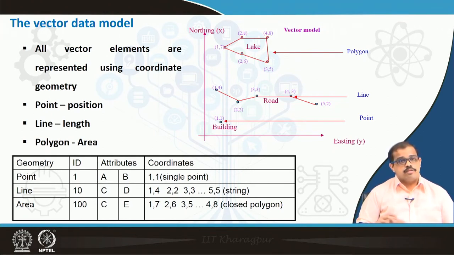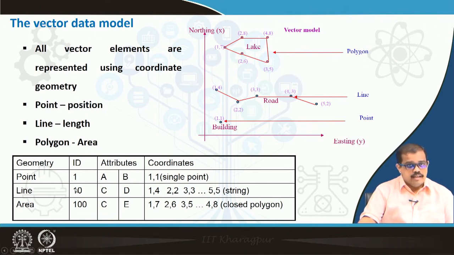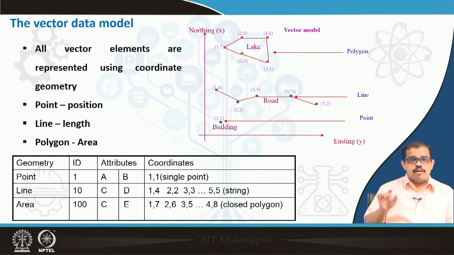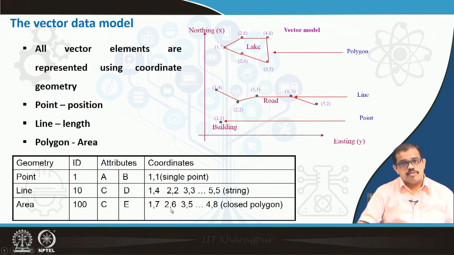But when you look at a line, for example, if I have given a unique ID of 10 and attributes as C and D, just random attributes, and when you look at its coordinates, you will have a number of strings. Okay. This is a starting node and this is an ending node. So, when you have an area, let us say I have given its unique ID as 100. It is a closed polygon, so it will have several coordinate values. This is a starting node, and this is another node, but the end node will be the same as the starting node, since it is a closed polygon. Okay. So, this is how a vector data model is represented. In the area part, I have not represented the end node. So, the end node would be the same as the starting node. Please keep that in mind.